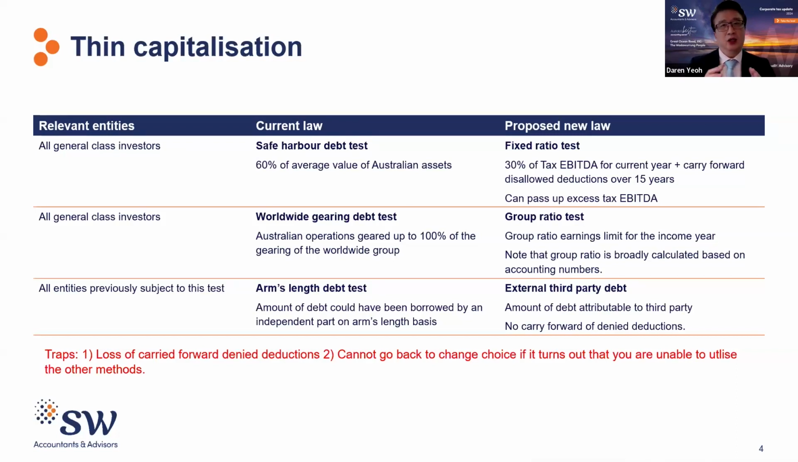Also, finally, you need to do your transfer pricing first before you do your thin capitalization calculation. So TP before TC.